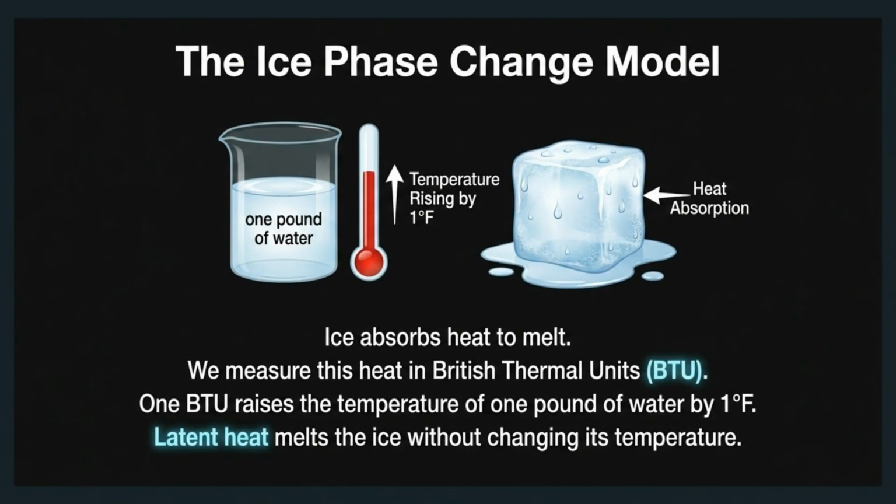Ice absorbs heat to melt, which is measured in British thermal units or BTUs. 1 BTU raises the temperature of 1 pound of water by 1 degree Fahrenheit. Latent heat is the heat absorbed during the phase change without temperature change.